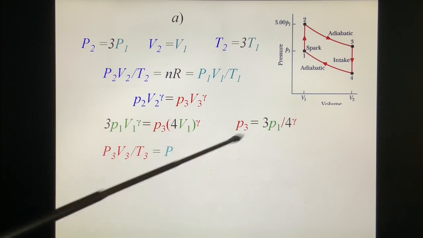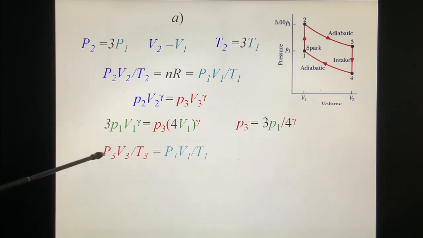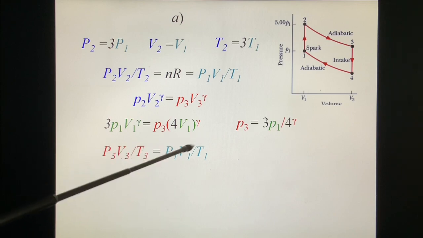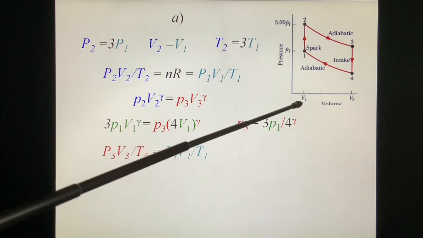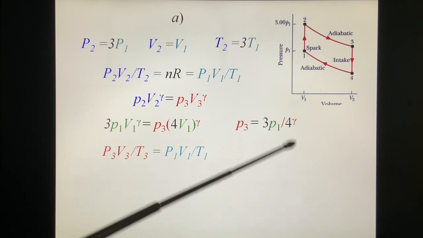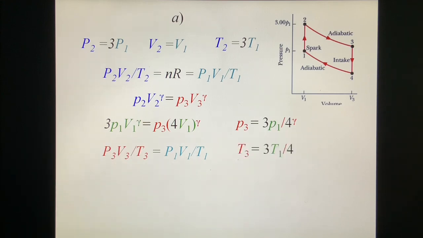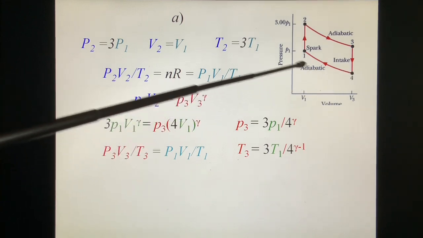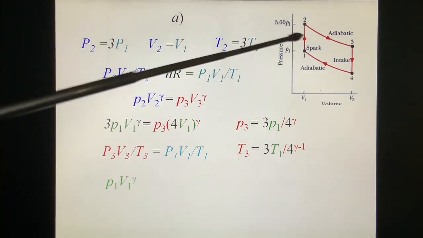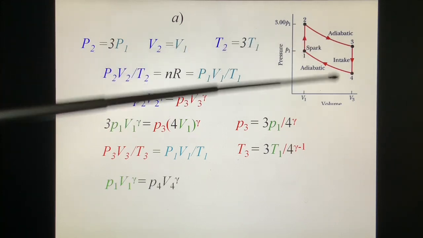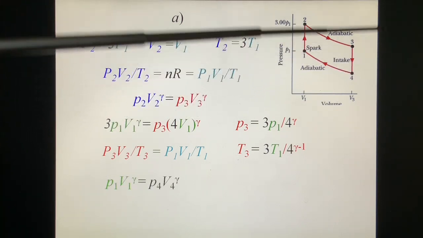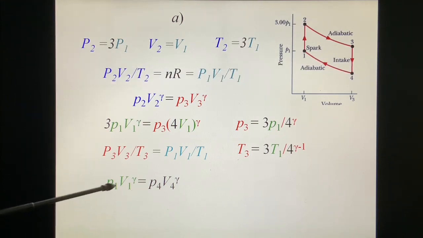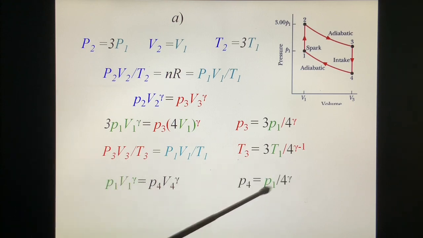And then we find T3. P3 V3 over T3 equals P1 V1 over T1. We know P3, and V3 is 4 V1, so we get T3 is 3 T1 over 4 gamma minus 1. Then 3 to 4. This is another adiabatic process, so P1 V1 gamma equals P4 V4 gamma. We know V4 is 4 V1, so P4 equal to P1 over 4 gamma.